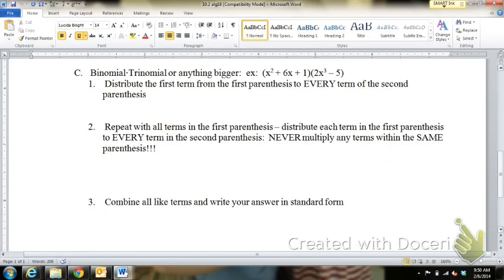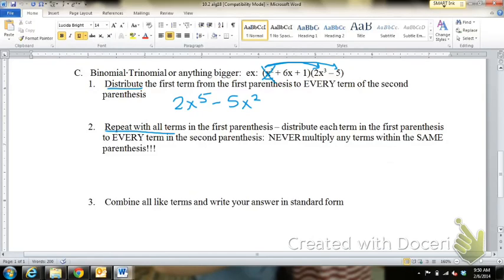So remember in the beginning we talked about we're just distributing. That's really all this is. So if you have more than 4 terms and you can't use FOIL, you're just going to do a whole bunch of distributing. So I'm going to distribute everybody from the first parentheses to everyone in the second parentheses. I'm just going to do it one at a time. So first I'm going to do x squared times everybody over here. So x squared times 2x to the third is 2x to the 5th. X squared times -5 is -5x squared. Now I'm done with that x squared, so I can cross him out.